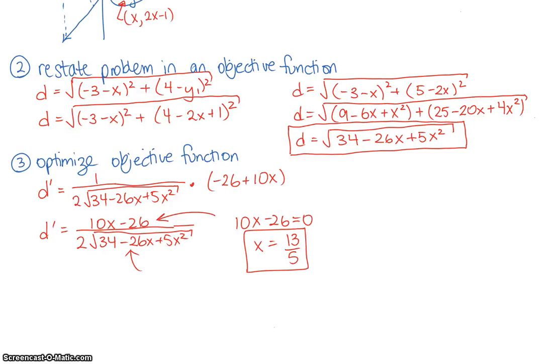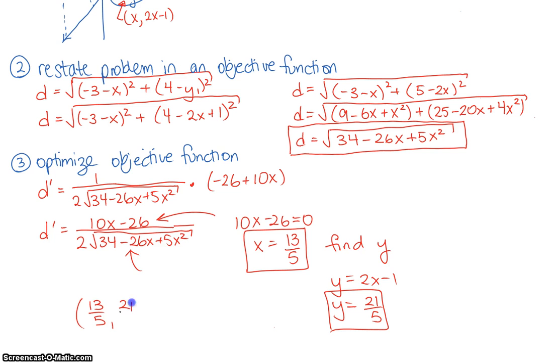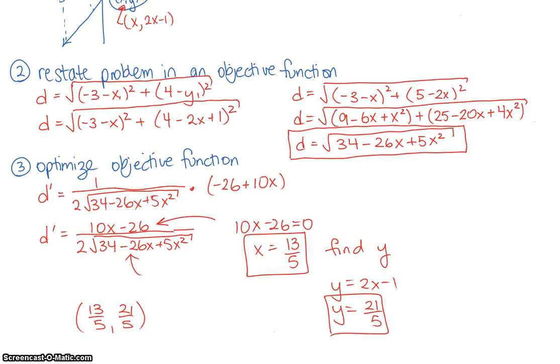But of course in this problem we want to find the coordinate point. So we also have to find the y value. We can find y by using our 2x minus 1 equation and plugging x in. When you plug that in, you're going to get 21 over 5 for your y value. So on the line y equals 2x minus 1, we have a coordinate point at 13 over 5, 21 over 5, that will give us the minimum distance to the point negative 3, 4.